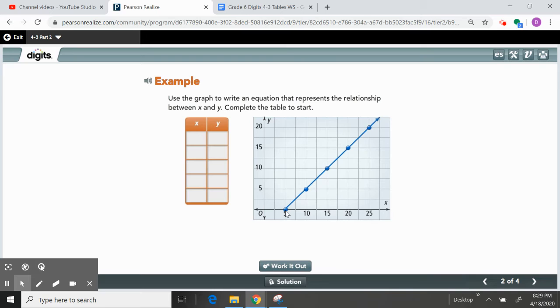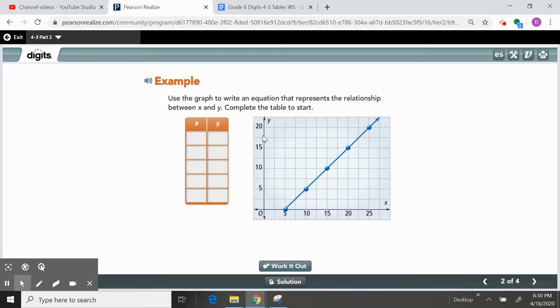Can you figure out what this point is? How about this point? How about this point? How about this point? How about this point? So for each point, over and then up how many? So over 5, I didn't go up at all. Over 5, up 0. The next point, over 10, up to 5. The next point, over to 15, up to 10. The next point, over to 20, up to 15. The next point, over to 25, up to 20.